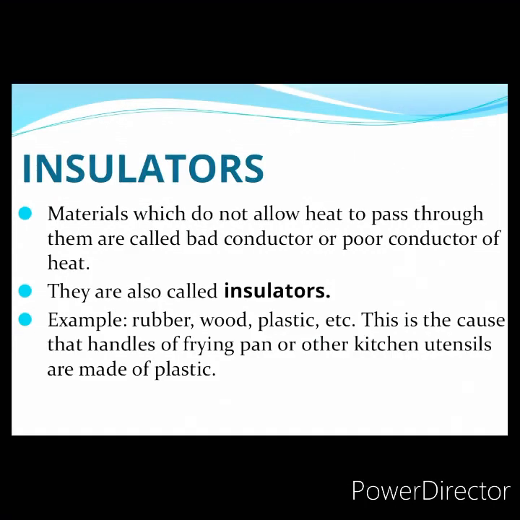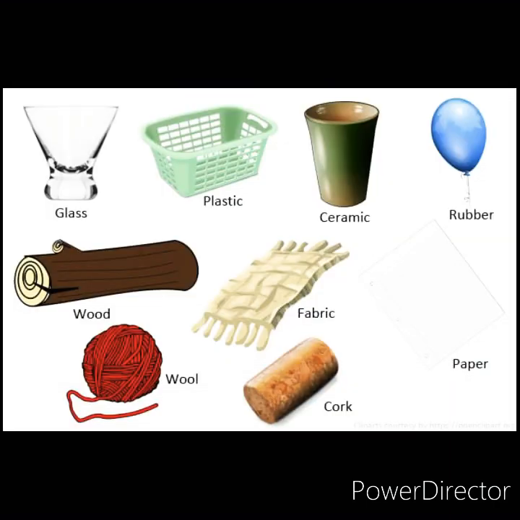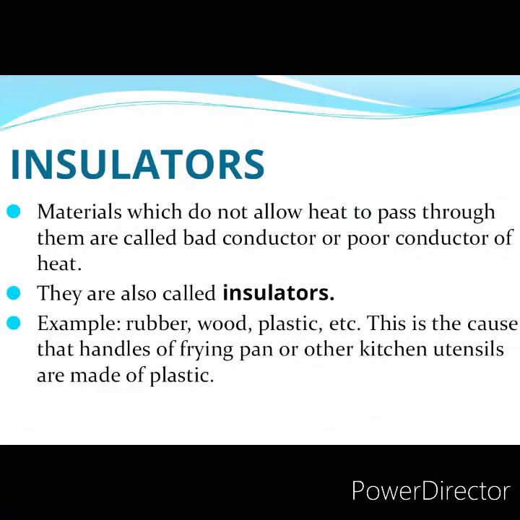Insulators. Materials which do not allow heat to pass through them are called bad conductors or poor conductors of heat. They are also called insulators. Examples of insulators are rubber, wood, plastic, etc. This is why the handles of frying pans and other kitchen utensils are made of plastic.